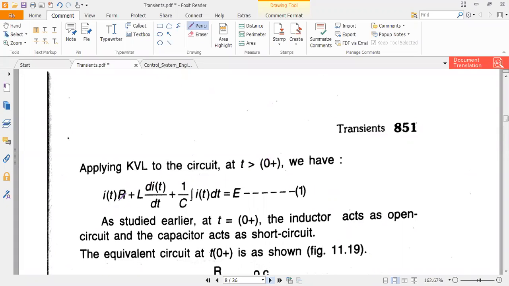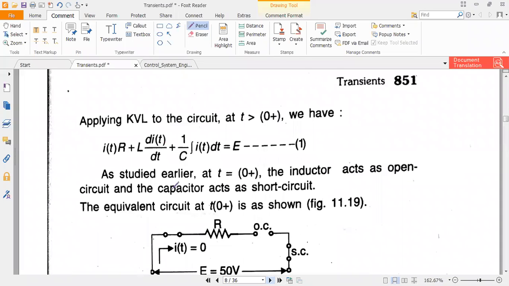The voltage across the resistor is i(t) times R, the voltage across the inductor is L di/dt, and the voltage across the capacitor, summed, equals E. Then, as studied earlier, at t = 0+ the inductor acts as an open circuit and the capacitor acts as a short circuit. Of course, because we have already studied this.